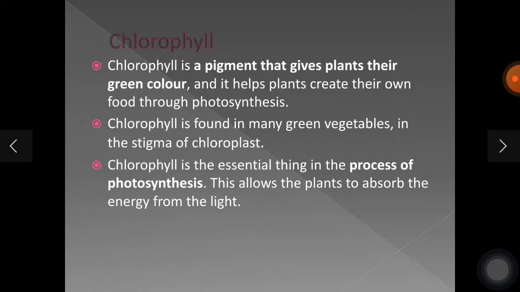As all of us know very well, chlorophyll is a pigment that gives the plants their green color. Green color is due to the presence of chlorophyll in the stigma of chloroplast. Chlorophyll is found in many green vegetables, and its function is to absorb the light radiation coming from the sun, which they use in the process of photosynthesis, in which they use carbon dioxide and water to make their food in the form of glucose.